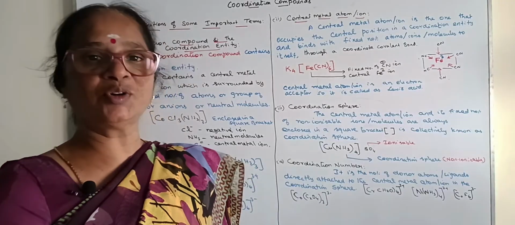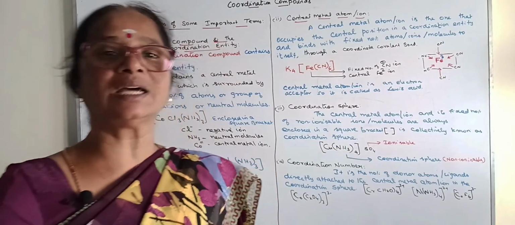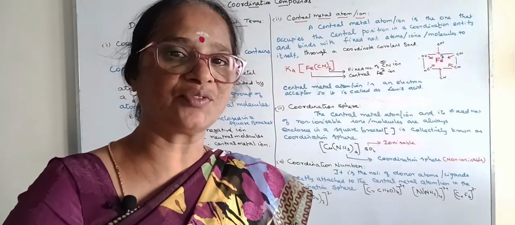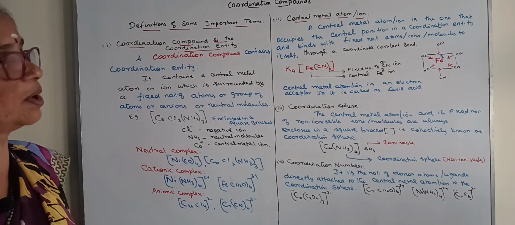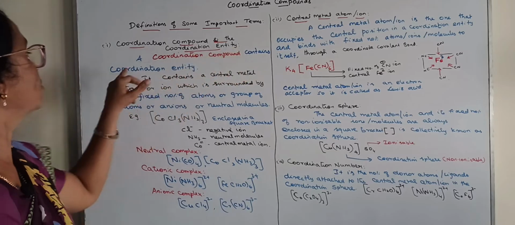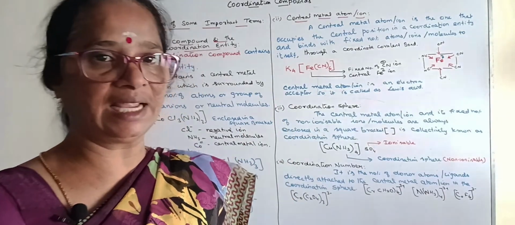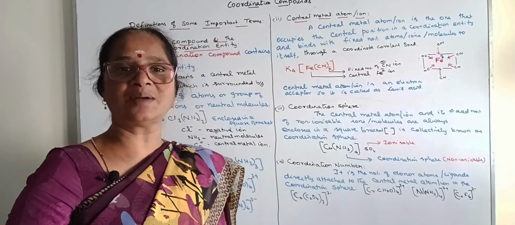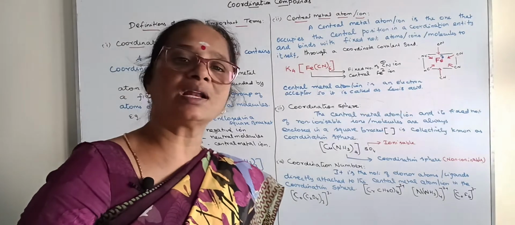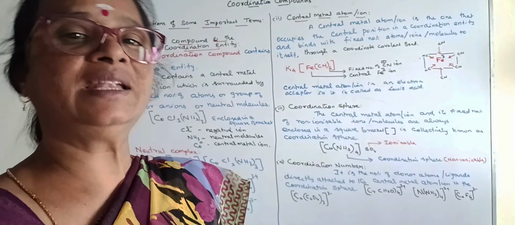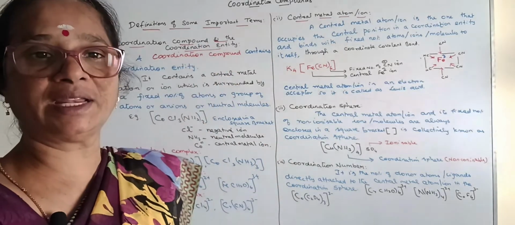In the last class I said coordination compounds are special salts in which the central metal atom or ion is surrounded by a fixed number of neutral molecules or groups of atoms or ions. That is what is said to be a coordination compound. So the coordination compound contains a coordination entity, in which the central metal atom or ion is surrounded by a fixed number of groups of atoms, ions or neutral molecules, and it is always given in a square bracket.